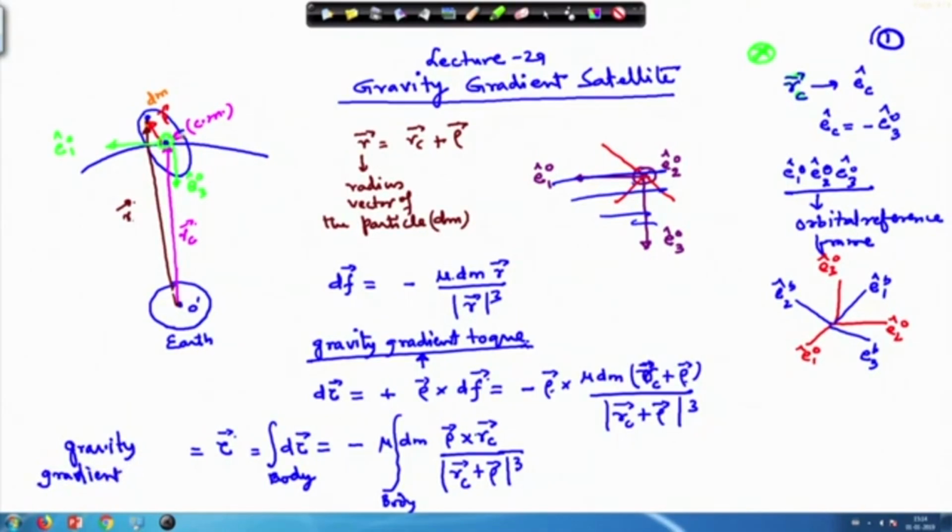So, this point is C here, gravity gradient torque about C, which is the center of mass of the satellite.